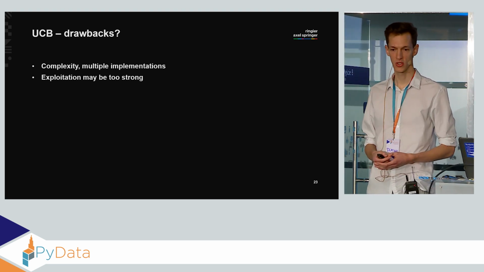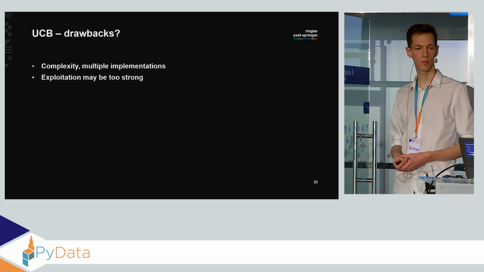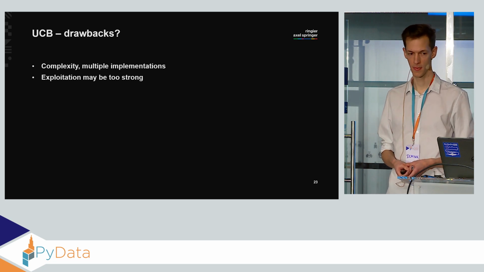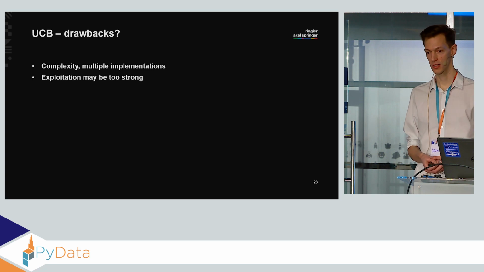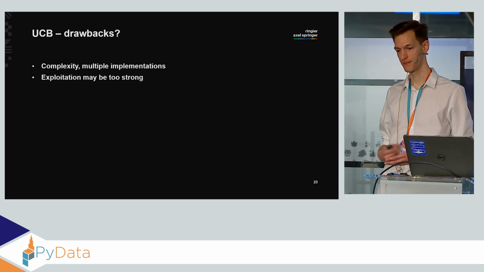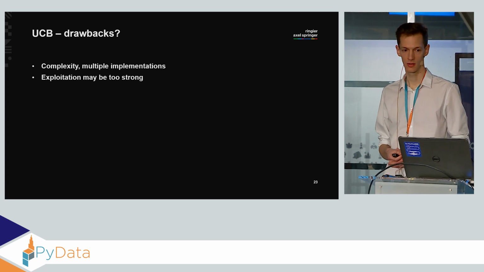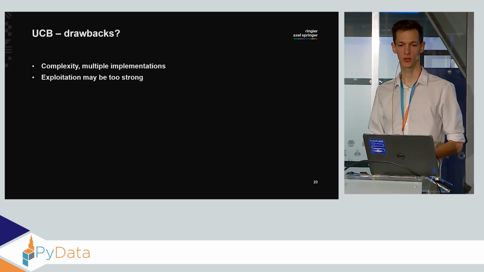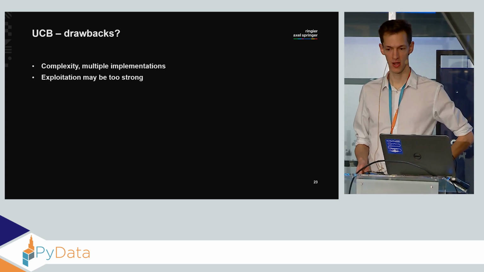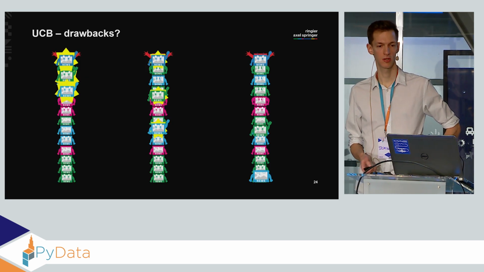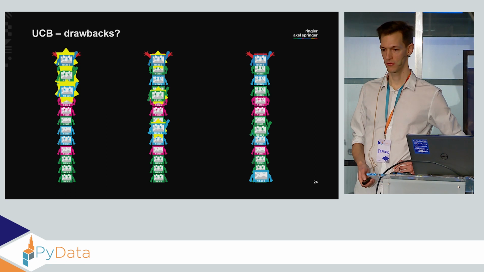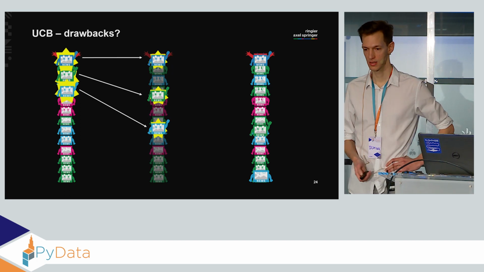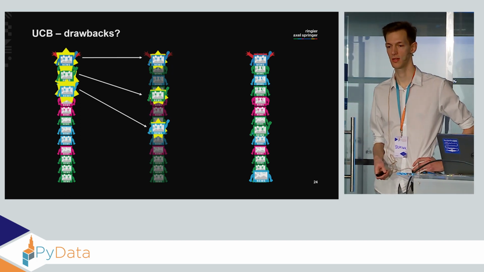However, UCB has its own catches. First of all, it's more complex than epsilon greedy. You have multiple implementations that you can use for that. But the biggest drawback is that, relative to epsilon greedy, now the exploitation phase might be too strong. What I mean by that will be illustrated by this example. Imagine we have 3 fresh new articles, which of course start at the top due to the optimism, and then they get distributed in the list based on how they really perform.